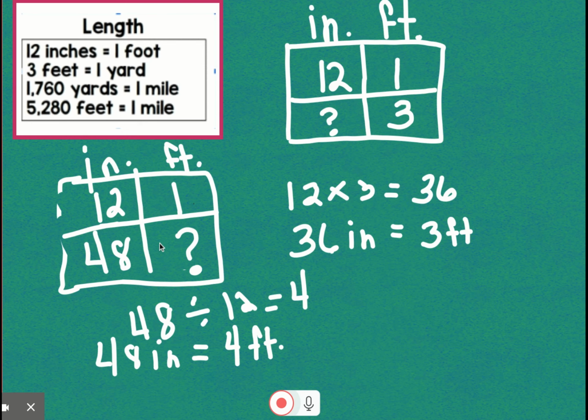And in this case, again, I had to divide. I had to find out how many groups of 12 are in 48 to find out how many feet. Okay, so when we're going from feet to inches, from the larger unit to the smaller unit, we multiply. And when we're going from inches to feet, from the smaller unit to the larger unit, we divide.